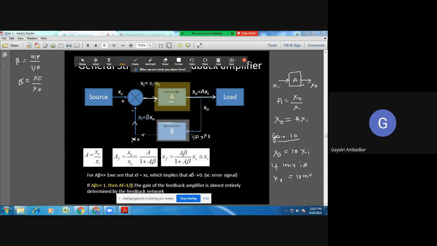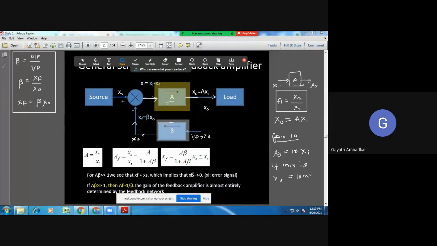So what is the feedback gain, or gain of this feedback network? It is XF upon XO. So I can say the output of the feedback network is equal to beta times XO. Clear? Everybody, is it clear? A is the gain without feedback, and when we calculate the gain with feedback, we will call it AF, like here it is given.